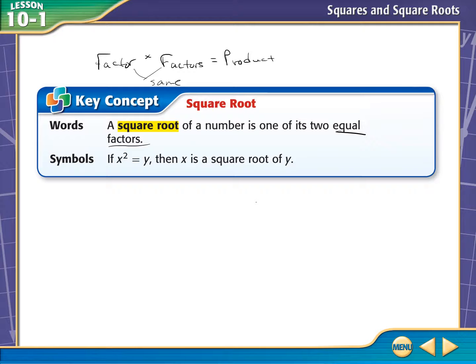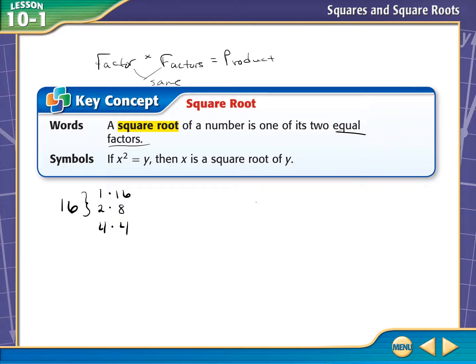So let's take, for example, 16. What are the factors of 16? Well, I know I could multiply 1 times 16 and get 16. I could do 2 times 8. I could do 4 times 4. And those are all my factors that would give me 16.